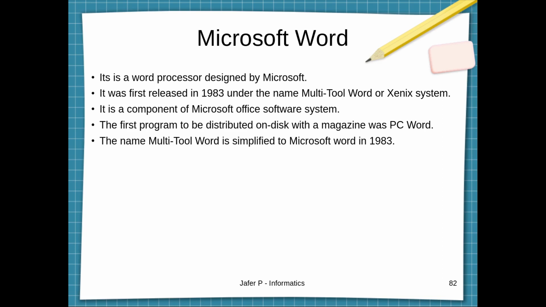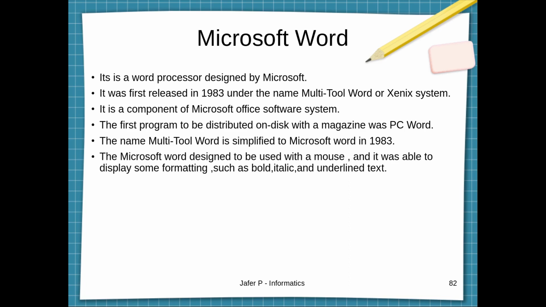The name Multi-Tool Word was simplified to Microsoft Word in 1983. I told you the first name of Microsoft Word was Multi-Tool, and that was simplified into Microsoft Word in 1983, the same year when Multi-Tool Word was released. Microsoft Word was designed to be used with a mouse, and it was able to display some formatting such as bold, italic and underlined text.